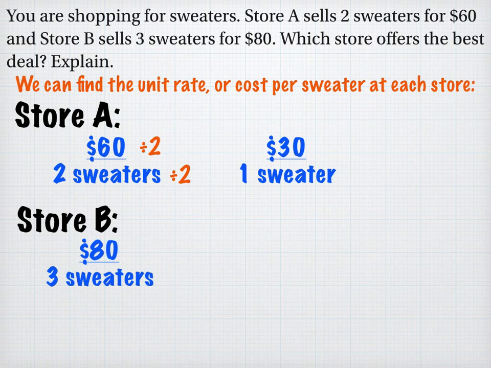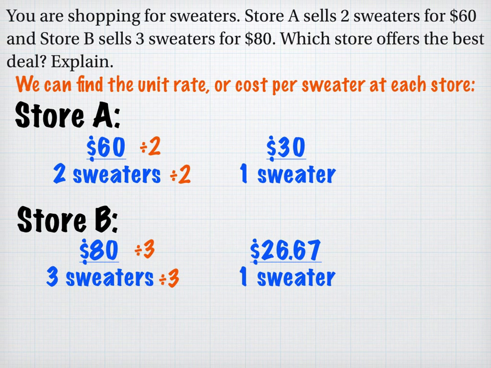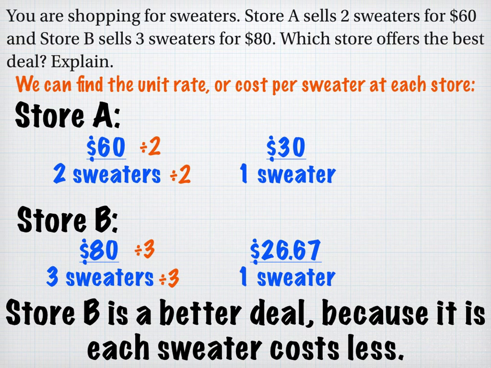Store B sells 3 sweaters for $80. So we're going to do $80 over 3 sweaters. If we divide both the numerator and the denominator by 3, we're going to be able to figure out the price for one sweater, which in this case, 80 divided by 3 gives you $26.67 per sweater. So store B has a better deal because each sweater costs less.